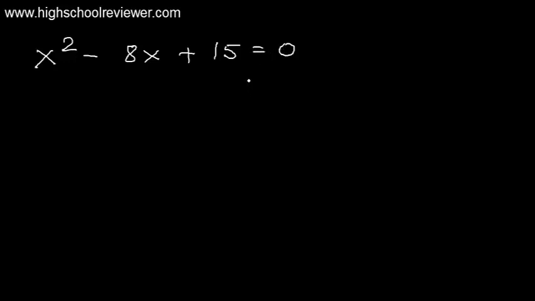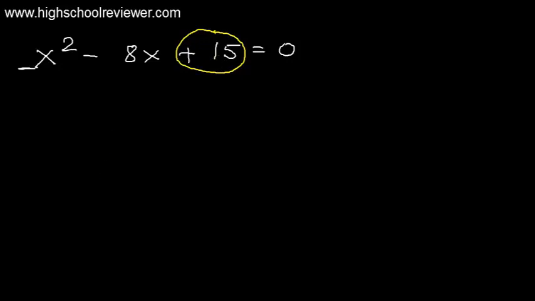Next problem. Our next problem is x squared minus 8x plus 15 equals 0. To factor this quadratic equation, first let us see if there is a numerical coefficient, or number, before our x squared. There is no number here before our x squared. So since there is no number, we will start basing our factoring on the last term. Our last term is positive 15.